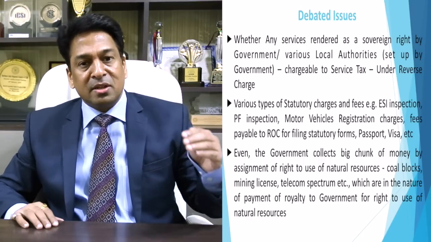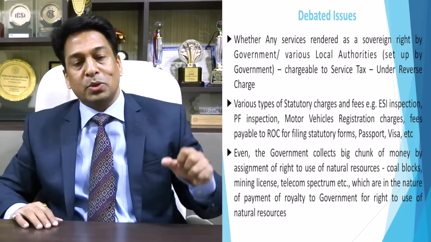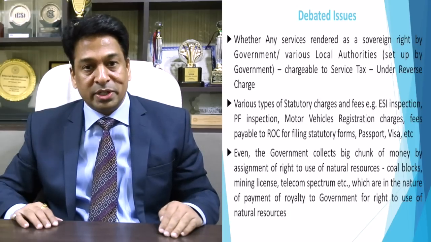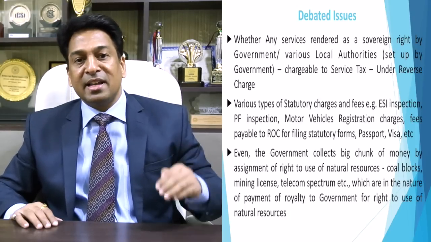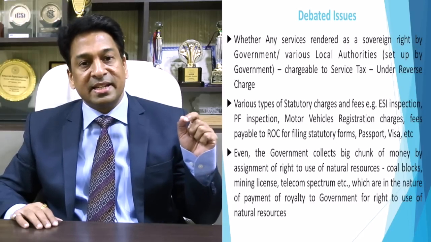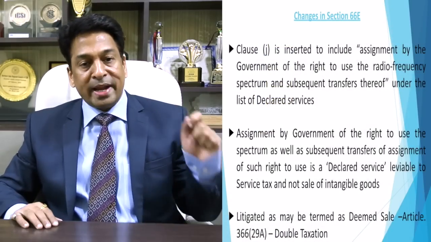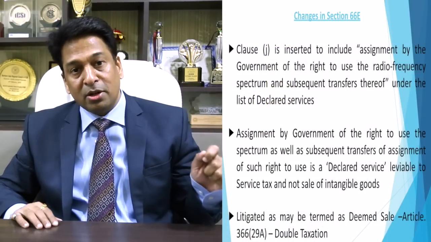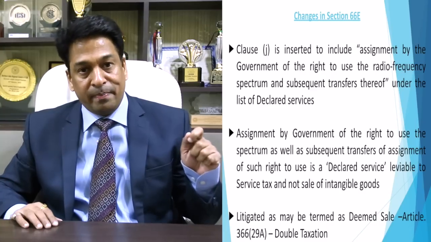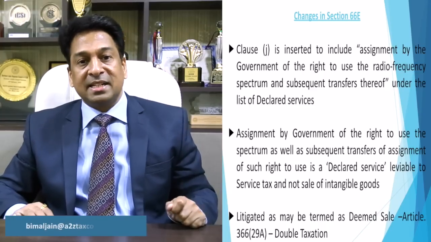Government's intention was to levy service tax on assignment of right to use natural resources, like coal mining right, like telecom rights 2G, 3G, 4G. Keeping this fact in mind, they wanted to propose a new entry in declared services, section 66E of the Finance Act. Subclause J is supposed to be inserted, so any service by way of assignment by government of right to use radio frequency spectrum would be considered a declared service and chargeable to service tax.